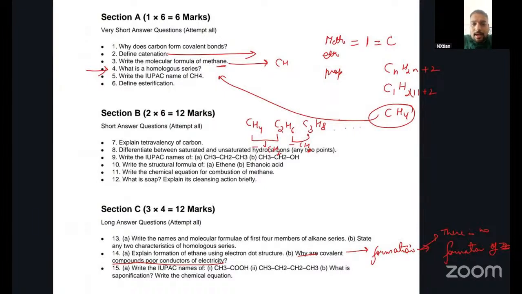Okay. So if I talk about esterification, it is the forming of ester. Ester has a fruity smell, and it is used in perfumes, because perfumes have that fruity smell. That is called esterification, the formation of ester. Ester is formed when ethanoic acid and ethanol are added and react with each other.